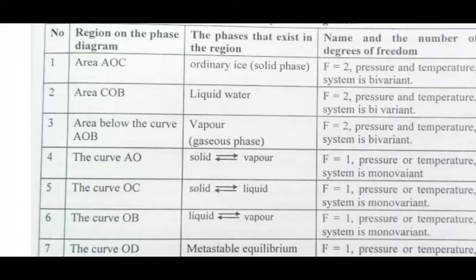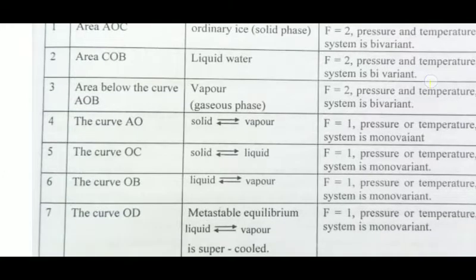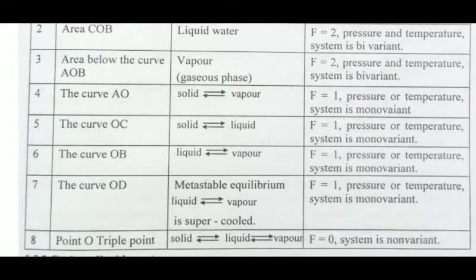The curve AO, in this curve solid is in equilibrium with vapor, therefore the degree of freedom is 1. The curve OC, solid is in equilibrium with liquid, therefore the degree of freedom is equal to 1. The curve OB, liquid is in equilibrium with vapor, therefore the degree of freedom is equal to 1. In the same way, the curve OD, metastable equilibrium, supercooled liquid is in equilibrium with vapor, therefore the degree of freedom is 1. The point O is called the triple point.